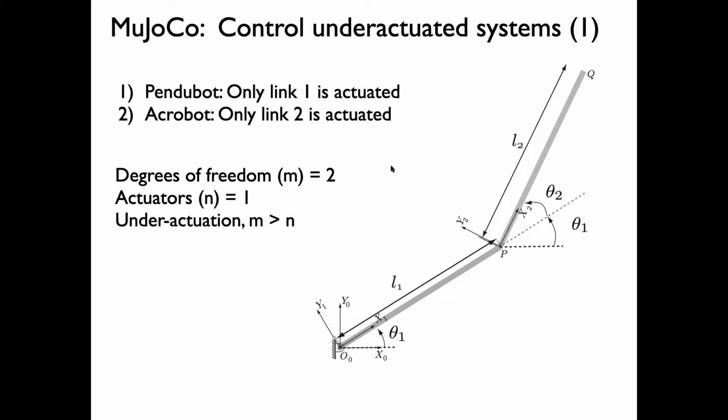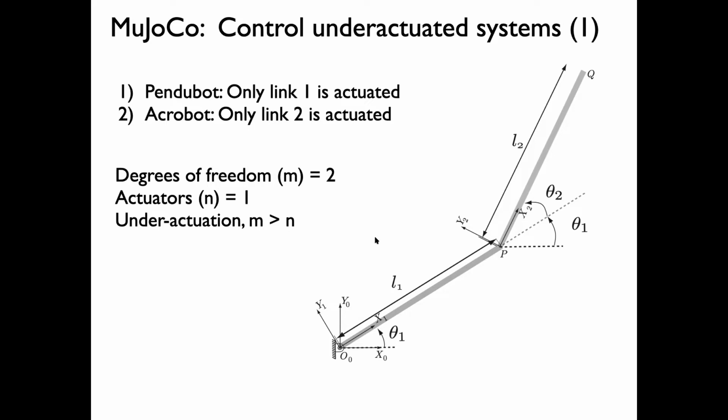The thing about the system is that the degrees of freedom here are two, that is theta 1 and theta 2, but the actuator is only one. So when the degrees of freedom m are greater than the actuators n, it is called an underactuated system. And as you can imagine, this is harder to control than systems where there are an equal number of actuators.